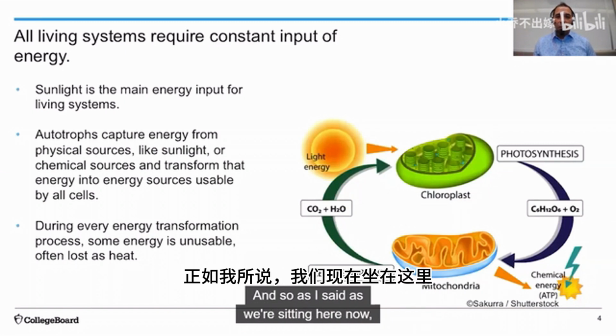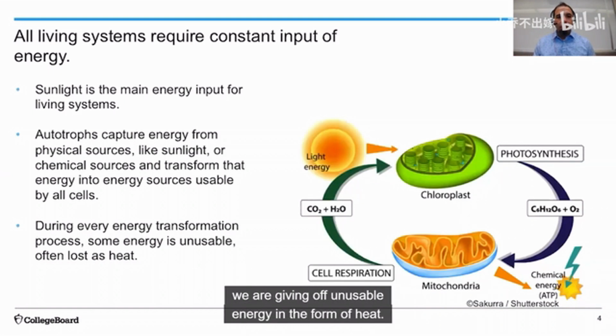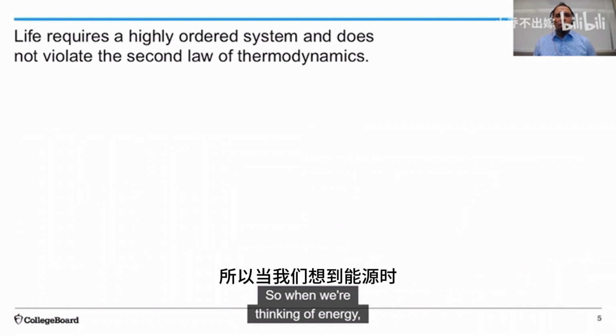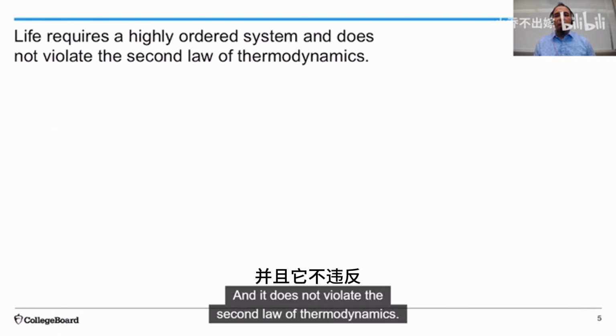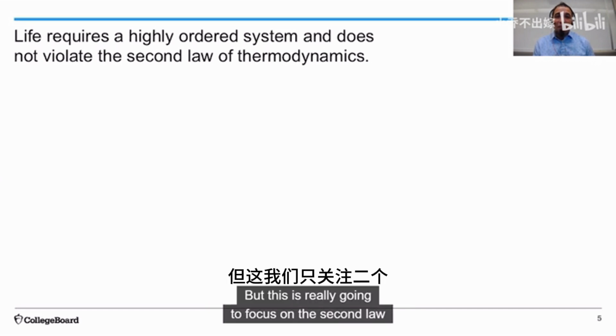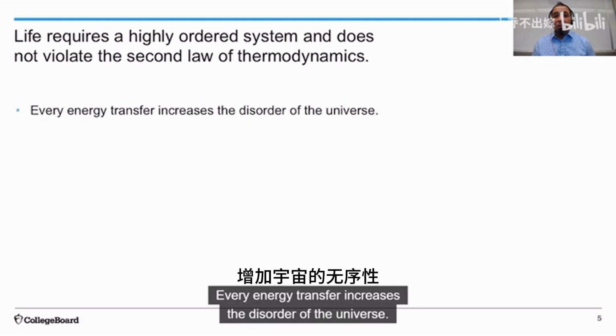And so as I said, as we're sitting here now, we are giving off unusable energy in the form of heat. So when we're thinking of energy, we have to understand that life requires a highly ordered system. And highly ordered is important, and it does not violate the second law of thermodynamics. There are two of them, but we're only going to focus on the second law of thermodynamics. Every energy transfer increases the disorder of the universe.